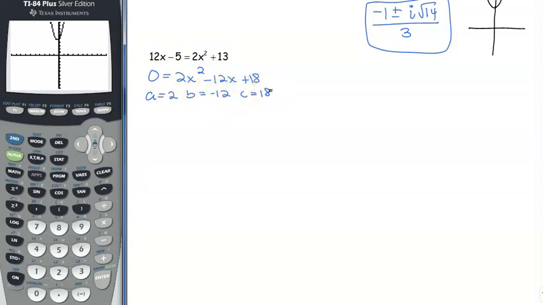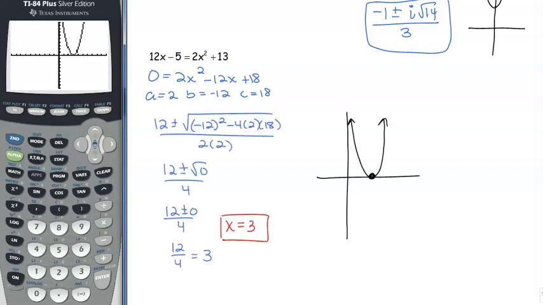I want you to press pause and go ahead and try doing the quadratic formula and graphing this last one. All right, let's see how you did.